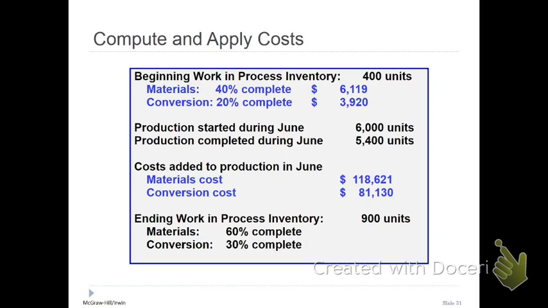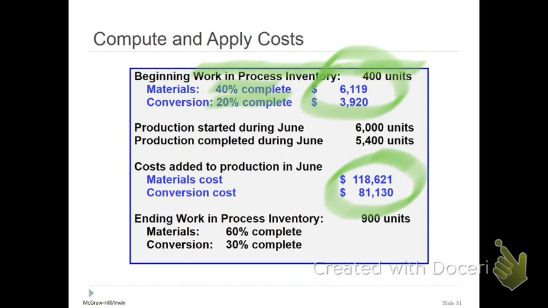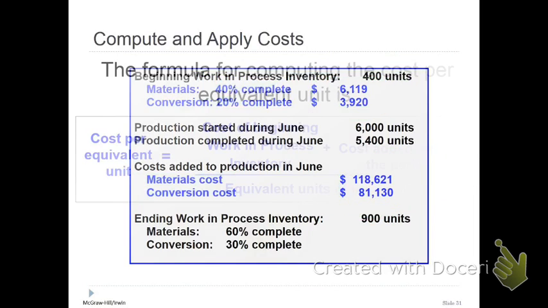And notice it was the beginning work in process, had 400 units that were 40 and 20% complete, and we had costs. Also, just as a recollection, remember we're doing a weighted average. And then we know what the costs were added during the period, the month, the week, the year, what have you. Once again, we have it for materials and conversion, and we have those numbers. So we've already computed the weighted equivalent units of production. Now we have to do something with these costs.